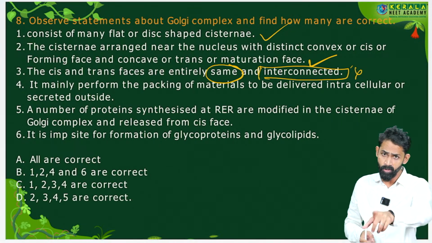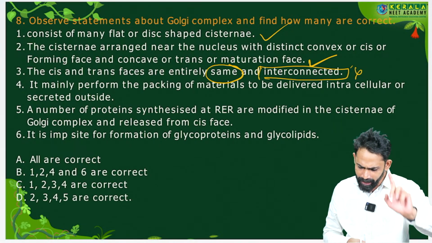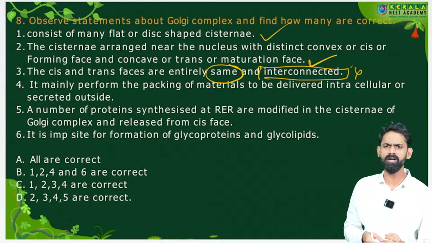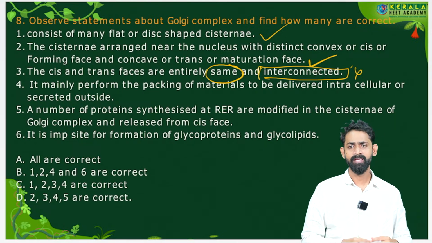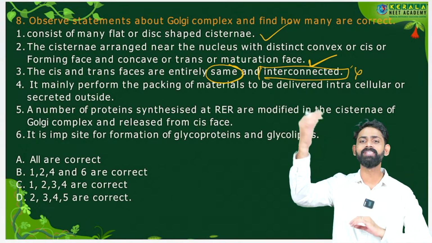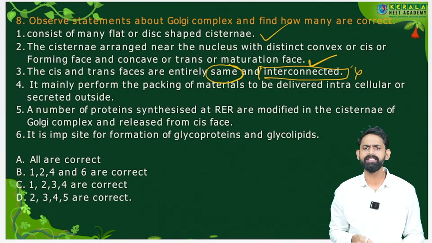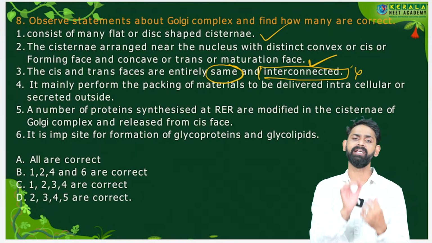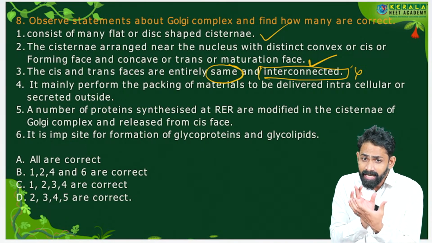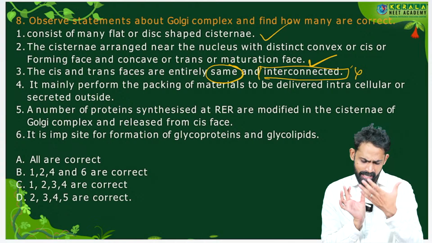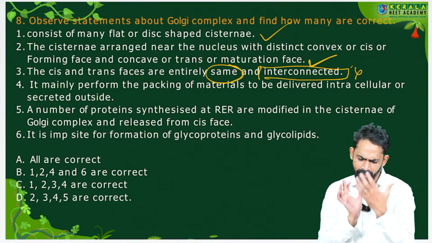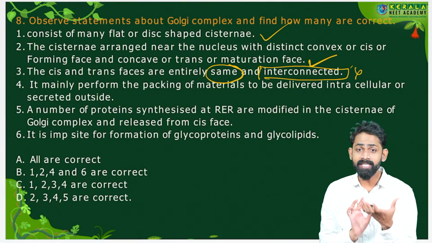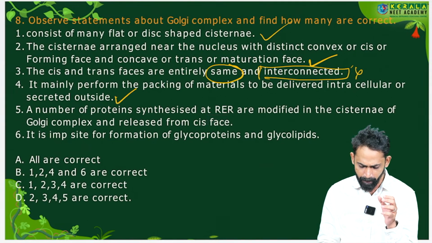Superb function. One more superb function is there. After packing, the material is to be delivered within the cell. Extraordinary function of Golgi complex. Delivering within the cell. Sometimes the proteins are sent out of the cell. That property is called intracellular or intercellular protein targeting. So that function is at +2 level. They simply said the Golgi complex performs the packing of materials to be delivered intracellularly within the cell or secreted outside. A nice point this is.